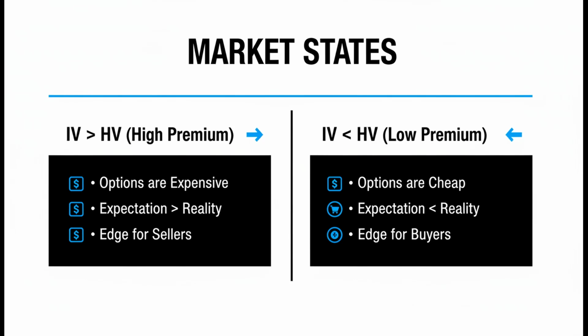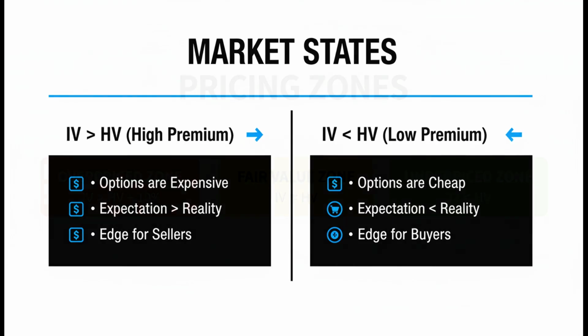When IV is significantly higher than HV, the market is pricing in more turbulence than the stock has recently exhibited. This volatility premium inflates option prices, creating a statistical edge for option sellers who believe the fear is overstated.